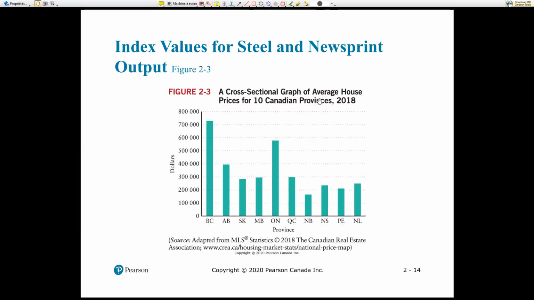Here that's a cross-sectional graph of average house prices, but it doesn't tell us anything because it's just looking at one variable without any other variable. So you just look at what's happening there. It looks like house prices are very expensive in British Columbia and Ontario. Maybe there's a theory to do with that. Surely there is, but who knows?